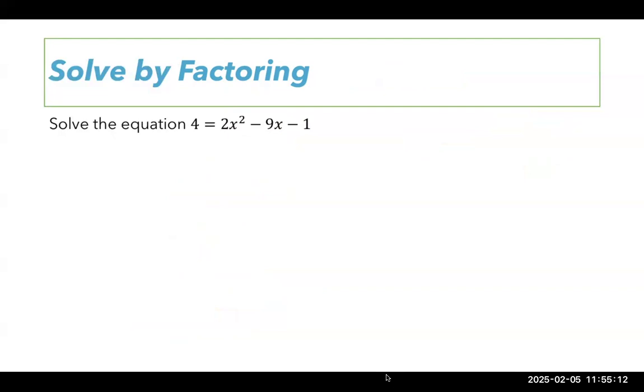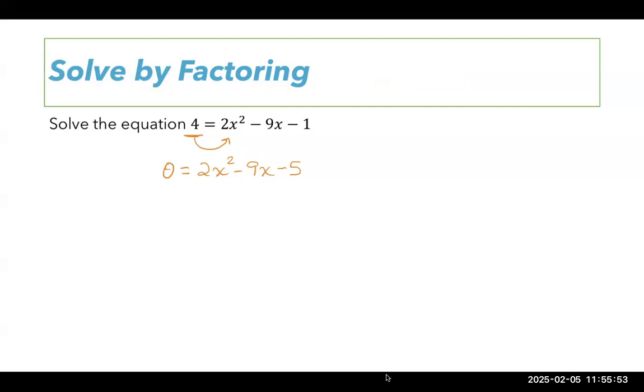In this case, we have the equation 4 equals 2x squared minus 9x minus 1. In order to use factoring as our method, the first thing we need to do is to get everything on one side of the equation equal to 0. So I need to move this 4 over to the other side of the equation. I'll do that by subtracting. So I'll have the 0 on the left side, and then I'll have the 2x squared minus 9x, and then the negative 1 minus 4 would give me negative 5.